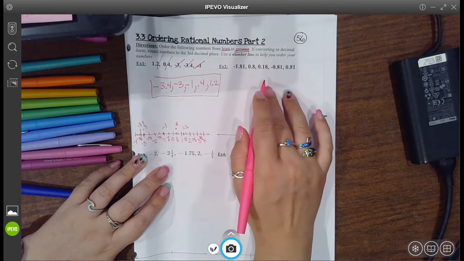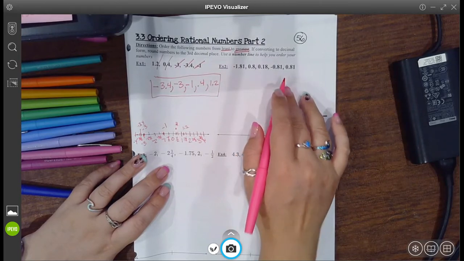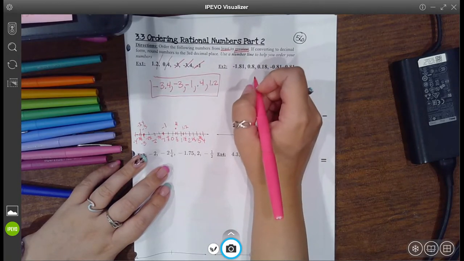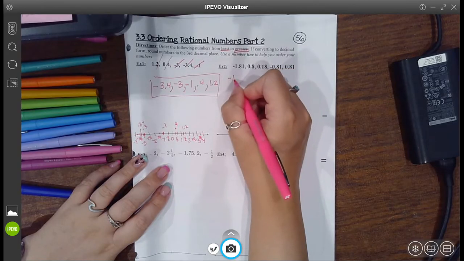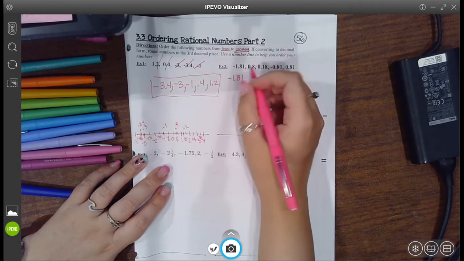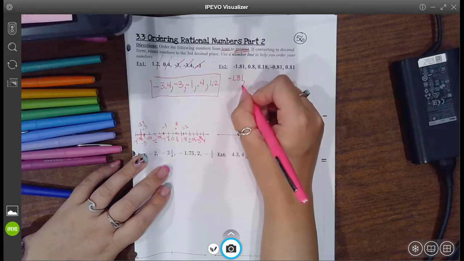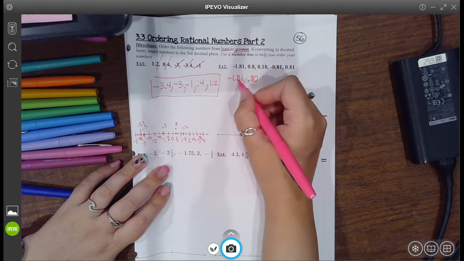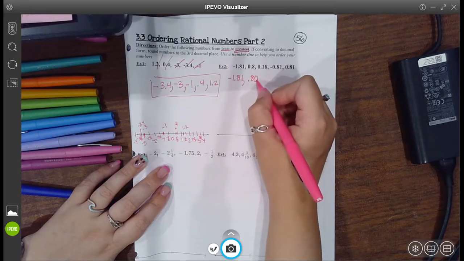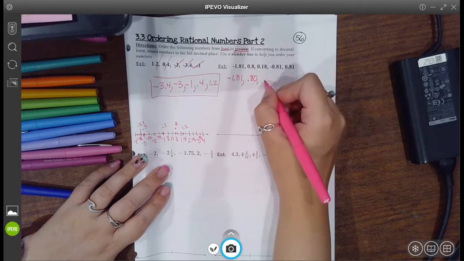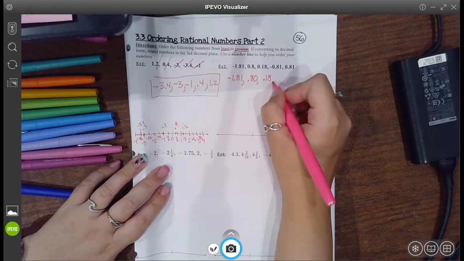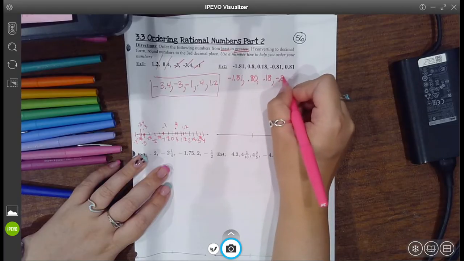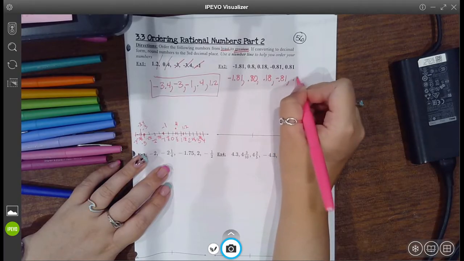Okay, for this one, again, it's really helpful to first make sure they all have the same number of digits after the decimal, and you'll see why in a second. So negative 1.81, 0.80. I'm adding a 0 here because this has two digits after the decimal, so I'm going to add a 0 so that it has two digits after the decimal. 0.18, negative 0.81, and 0.81.